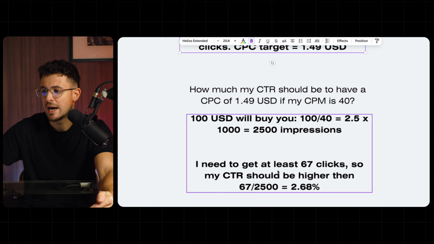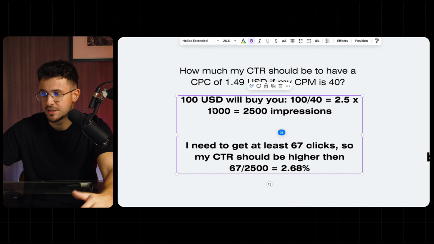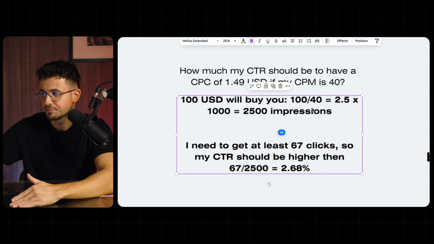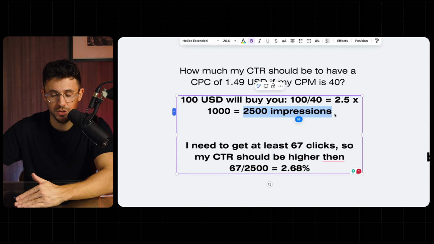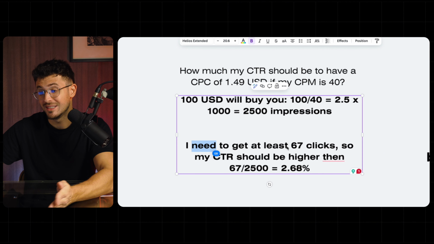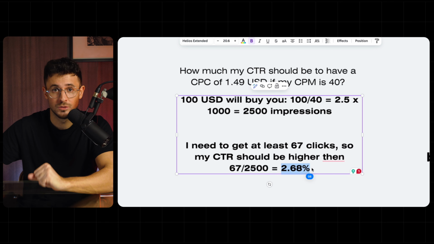And then you should ask yourself finally how much my click-through rate should be to have a cost per click of 1.49 if my CPM is 40, my conversion rate is 3%, and so on. 100 USD, this is the math basically, will buy you 100 divided by 40, which is the CPM. So if you have a 40 CPM, 100 USD will buy you 2.5k impressions. Now you need to get at least 67 clicks, and the click-through rate should be 67, so the number of clicks, divided by the number of impressions that you should get. And so in this case, your click-through rate target is 2.68.